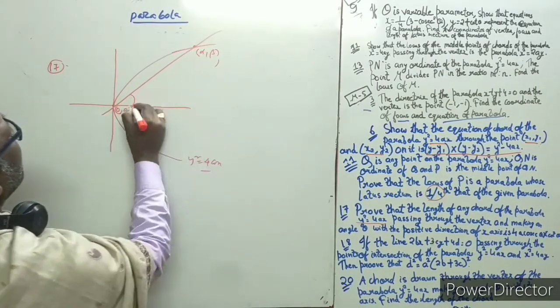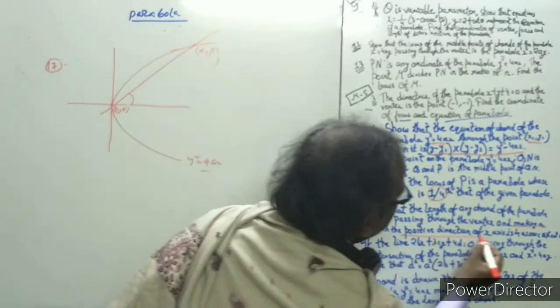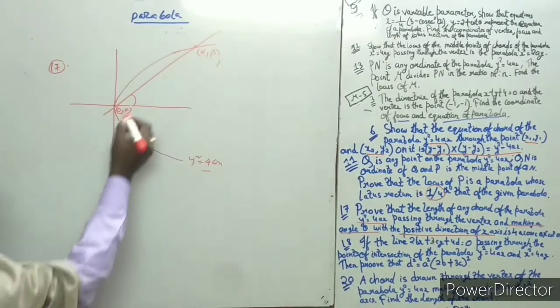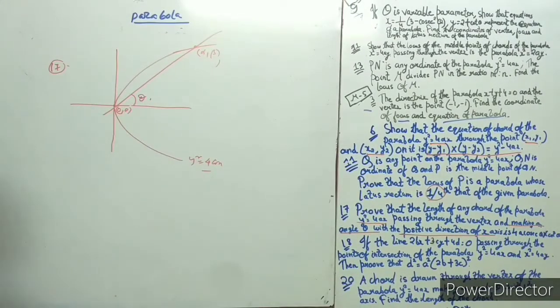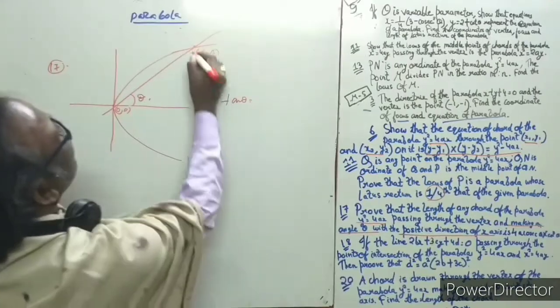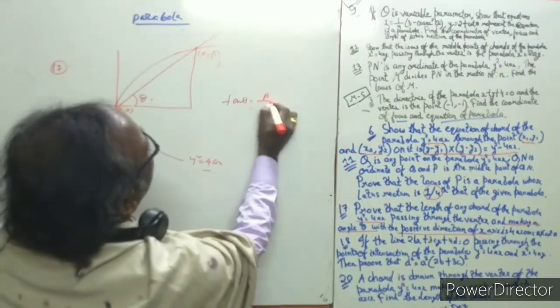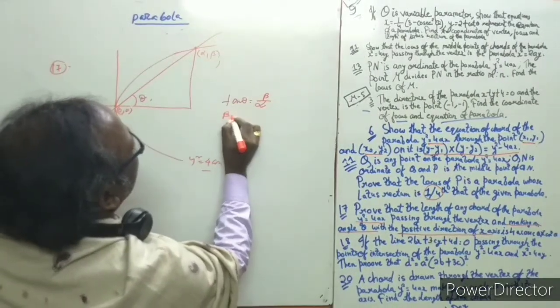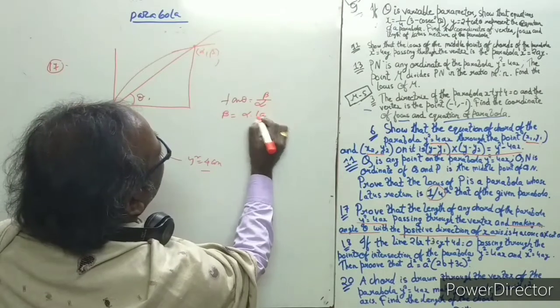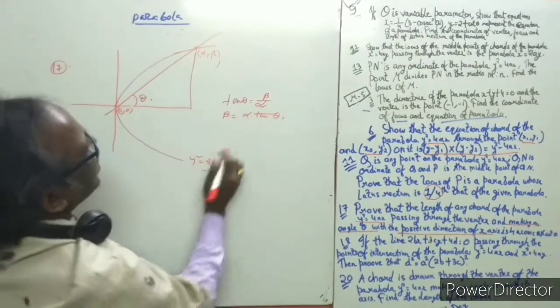Okay, and it makes an angle theta with the positive direction of x-axis. So this is called the positive direction of x-axis. So you can easily say that tan theta is equal to height by base, this is beta by alpha. Therefore, beta equal to alpha into tan theta. Okay.